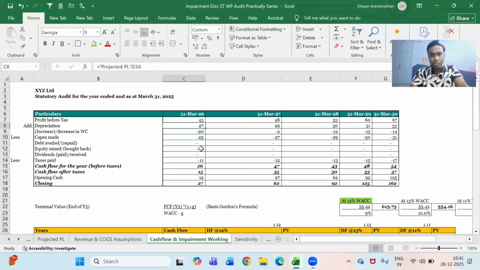Hey guys, so we would need to prepare the cash flow statement for the 5 years. Again, this is not a cash flow statement as per Ind AS 7. This is like an extract of a cash flow statement or a simplified cash flow statement, whatever you'd like to call it. So I start with my profit before tax of 43.